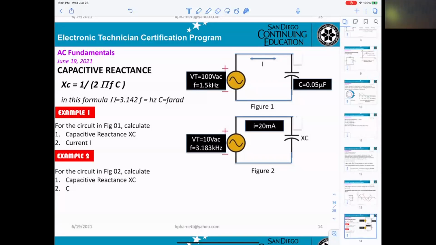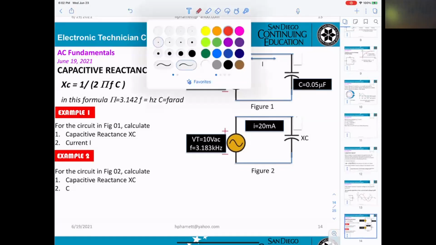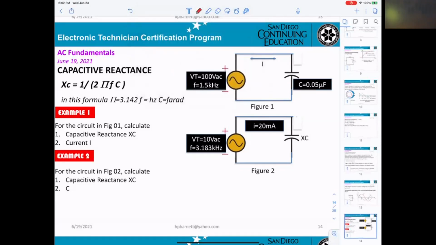Twenty-one, 22. You get 21, 22? Yes. Okay, one student got 21, 22. What unit? Well, you can make it 2.12K. What unit? Or something like that. And then it's ohms because it's X sub C.